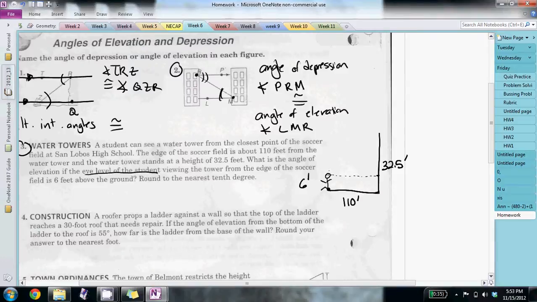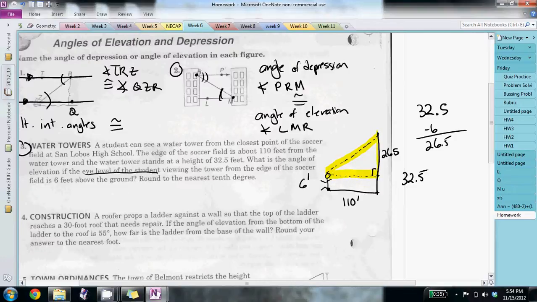So when we create our right triangle, which we're going to do next, we're going to take 32.5 feet, which is the distance from the top to the bottom of that water tower, and subtract 6 from that, the height of the student. 32.5 minus 6 is going to be 26.5. So this is actually the triangle that we're going to be looking at, this triangle right here. 26.5 feet by 110 feet, that right triangle.